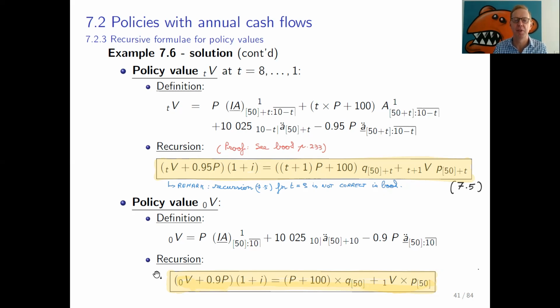We can derive the following recursion from this. This recursion here is very similar to the recursion here. The only difference is that with the first premium payment, there is an expense of 10% of the premium. Therefore, we have here plus 0.9p, while here we have 0.95p, because after time 0, the expense related to each premium payment is only 5% instead of the 10% here.